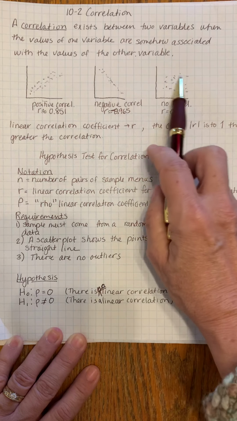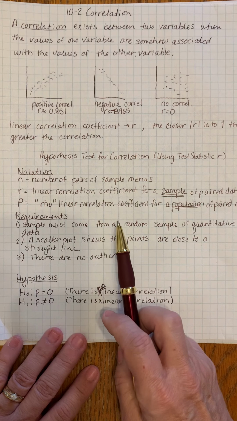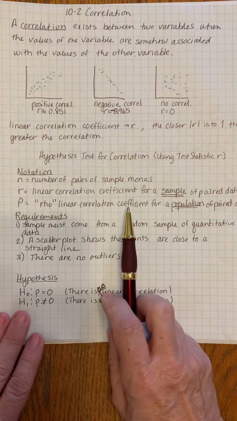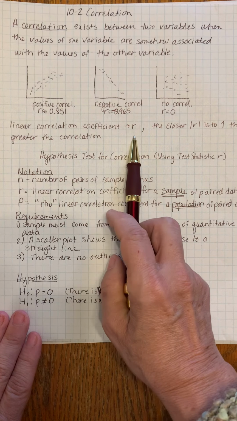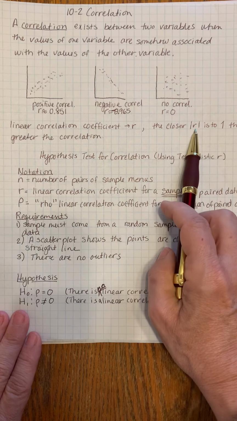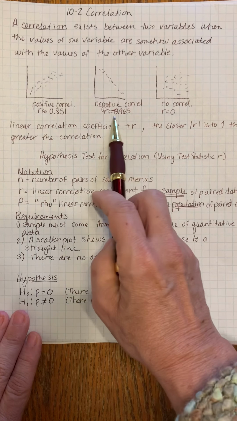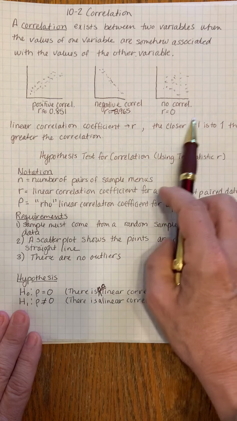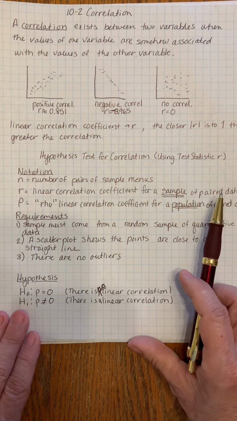And if you look at this one, it's all over the place. R is equal to 0. There isn't any correlation with those points whatsoever. So the linear correlation coefficient is R, little r. The closer the absolute value of R is to 1, so if we took this absolute value, we would get 0.965, the greater the correlation, or the stronger the correlation.